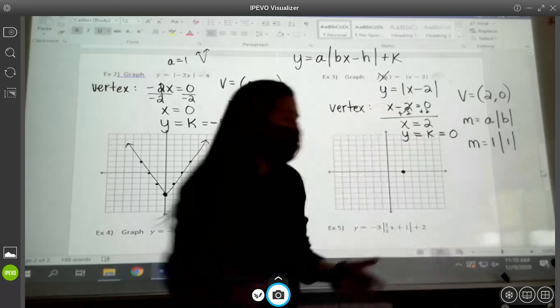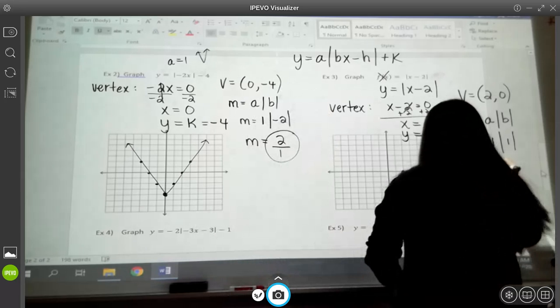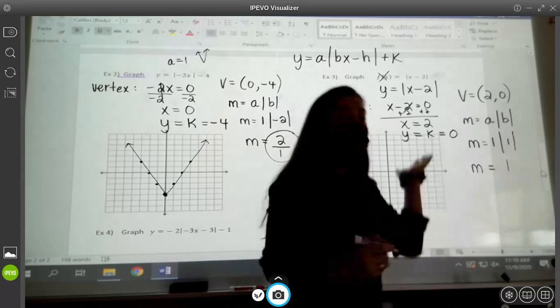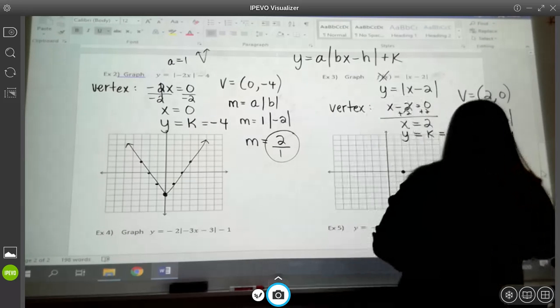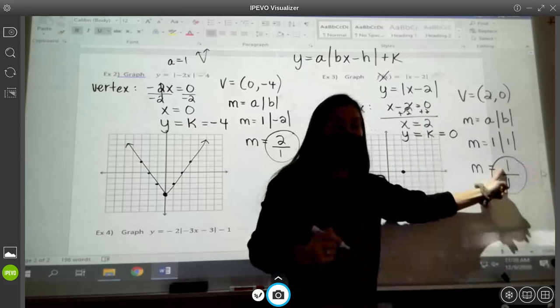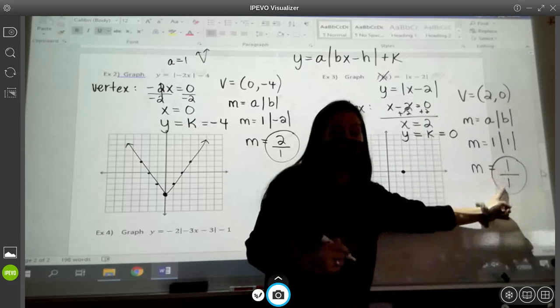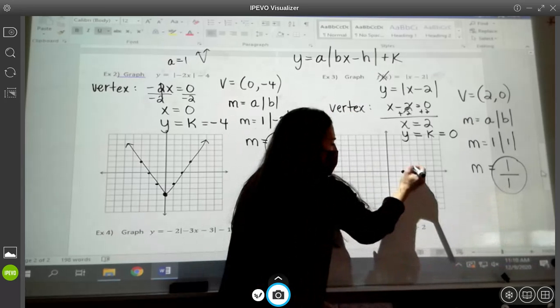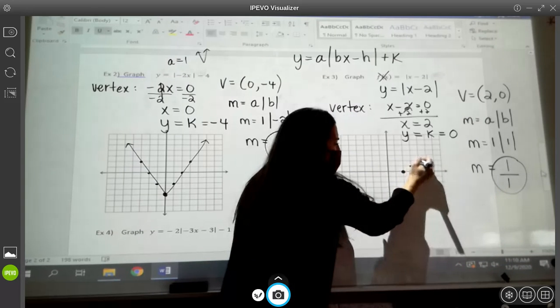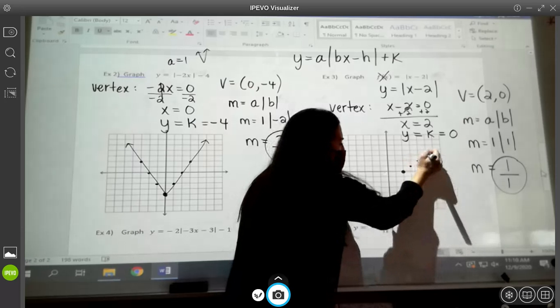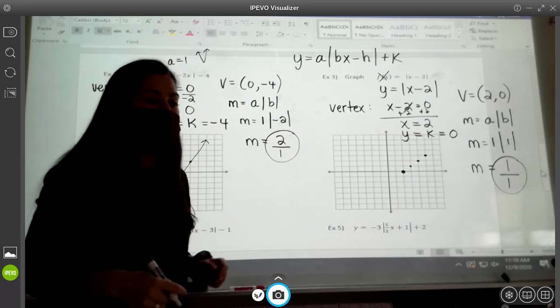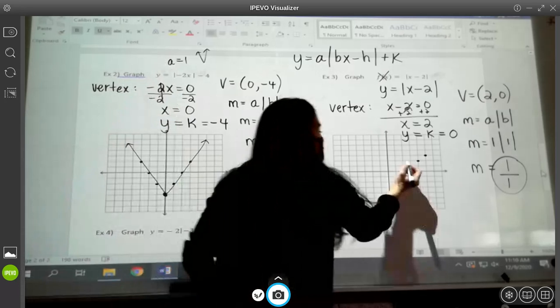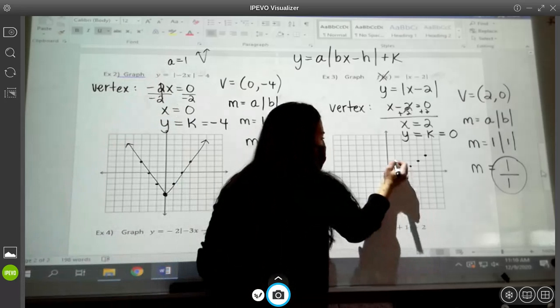So from our vertex, we're going to rise 1 over 1, up 1 over 1, up 1 over 1 until I feel like stopping. Then go back to your vertex. You're going to go up 1, back 1, up 1, back 1, up 1, back 1. And there's your beautiful, beautiful V. Okay? How do you guys feel? Pretty good? Okay. Guys at home, can I get a thumbs up if you're okay?